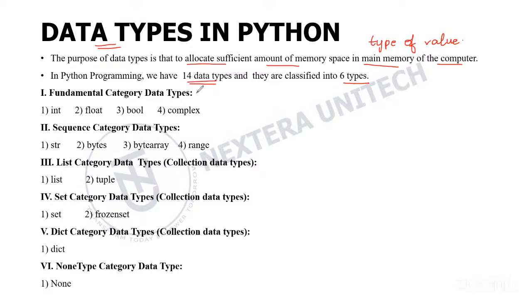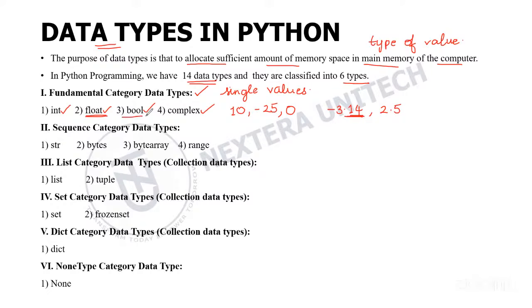On day 2, we learned about fundamental category data types. These are used to store single values, and the types are int type, float type, boolean, and complex. Int type or integer type is nothing but whole numbers like 10, minus 25, 0, and so on. The float data type holds real constant values, or values with floating points, like minus 3.14, 2.15, in that way.